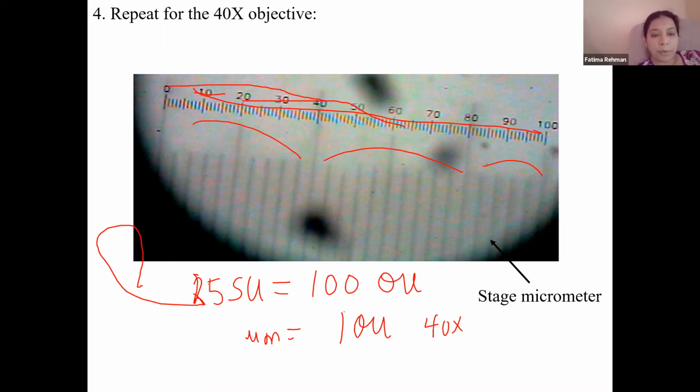So just like before, you're going to take your stage units, you're going to convert them into micrometers using the same calibration, 10 micrometers per stage unit. And then you're going to divide both sides by 100 to get how many micrometers per ocular unit you will find.